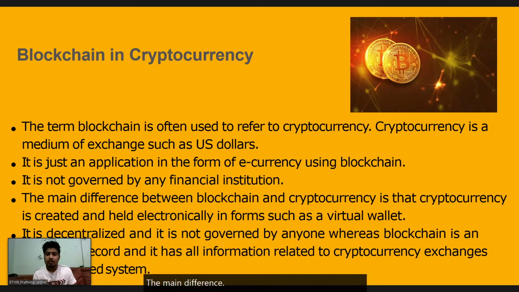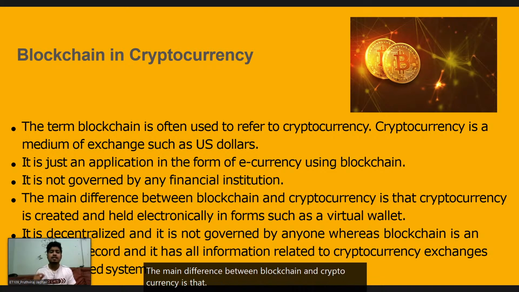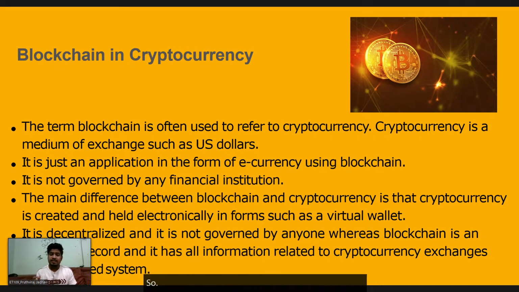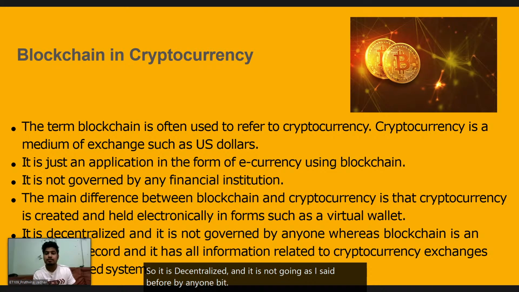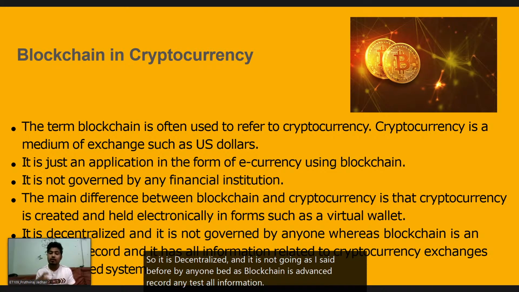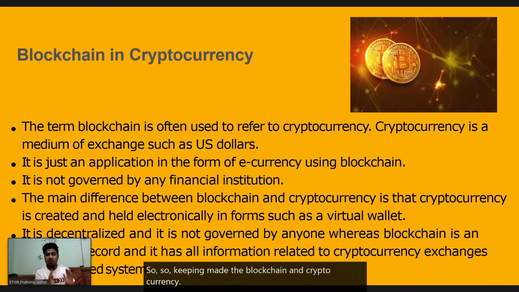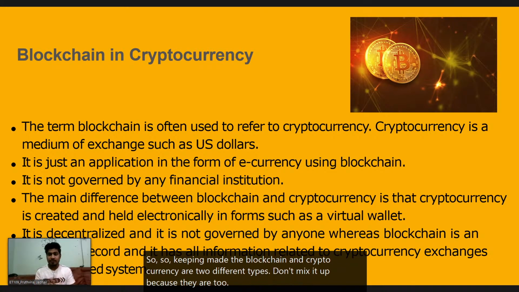The main difference between blockchain and cryptocurrency is that cryptocurrency is created and held electronically in forms such as a virtual wallet. So it is decentralized and not governed by anyone, as I said before, whereas blockchain is an advanced record and it has all information related to cryptocurrency exchange and shared systems. So keep in mind, blockchain and cryptocurrency are two different things. Don't mix them up because they are totally different.